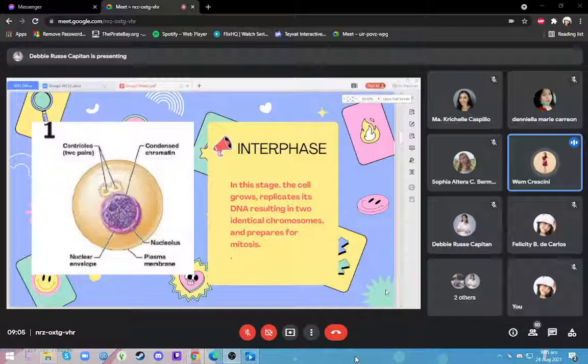As we can see, the centrioles, two pairs, condensed chromatin, nuclear envelope, nucleolus, plasma membrane. In this stage, the major events are that the cell grows and replicates the DNA, resulting in two identical chromosomes, and prepares for mitosis.